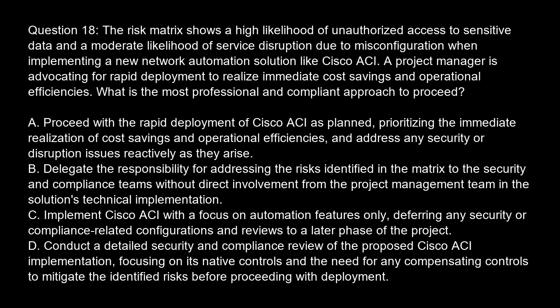Option A. Proceed with the rapid deployment of Cisco ACI as planned, prioritizing the immediate realization of cost savings and operational efficiencies, and address any security or disruption issues reactively as they arise. Option B. Delegate the responsibility for addressing the risks identified in the matrix to the security and compliance teams without direct involvement from the project management team in the solution's technical implementation. Option C. Implement Cisco ACI with a focus on automation features only, deferring any security or compliance-related configurations and reviews to a later phase of the project.